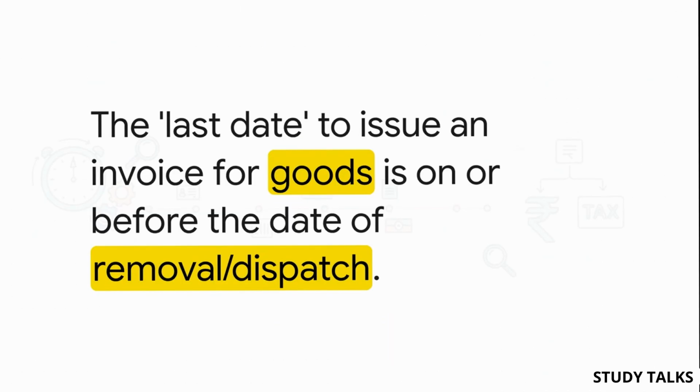So this brings up a pretty important question, right? What is that last date? Well, this is the exam tip you have to burn into your memory. Section 31 tells us that for goods, the invoice has to be issued on or before the date the goods are removed or dispatched. This little detail connects everything.